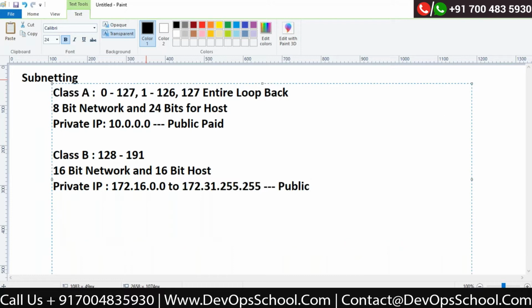Correct. Now class B is the most appropriate class of network which many organizations are actually using in their local area connections. Okay, we'll see how.